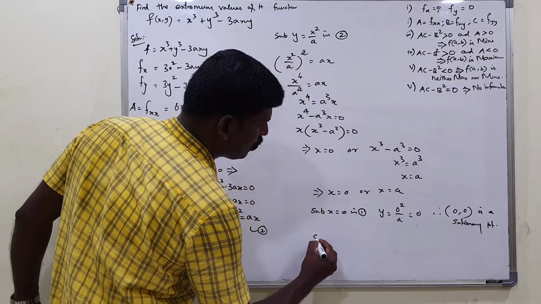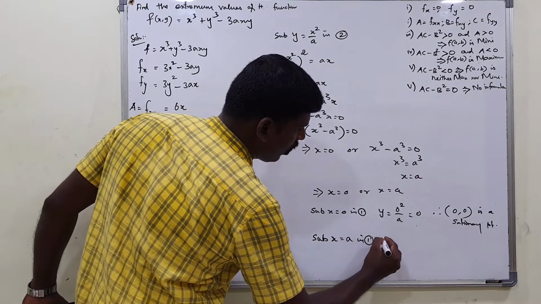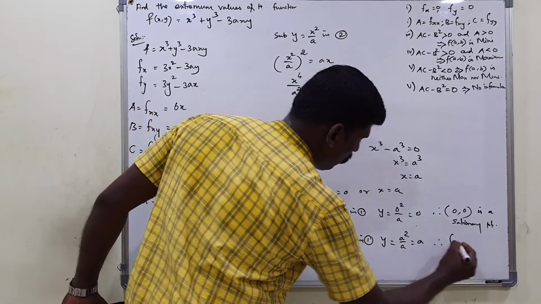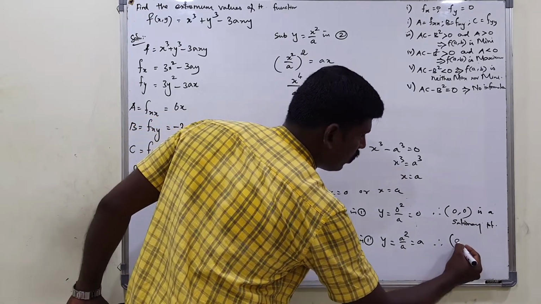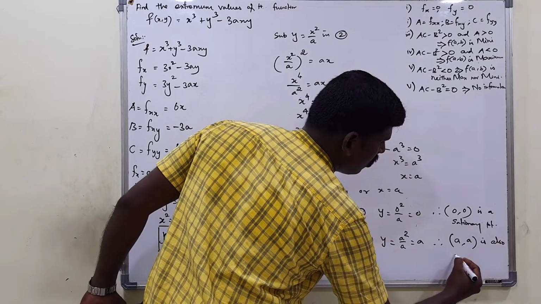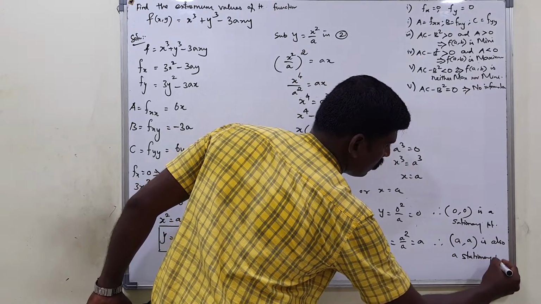Same like that, substitute x equal to a. In equation 1, what will you get? y is equal to a square by a, that is equal to a. Therefore, x is a, and at the same time y is a. So (a, a) is also a stationary point.